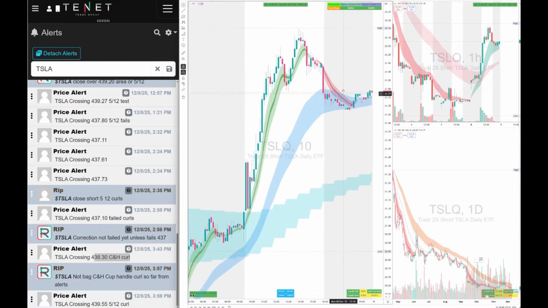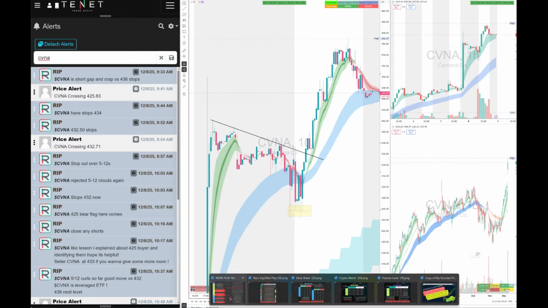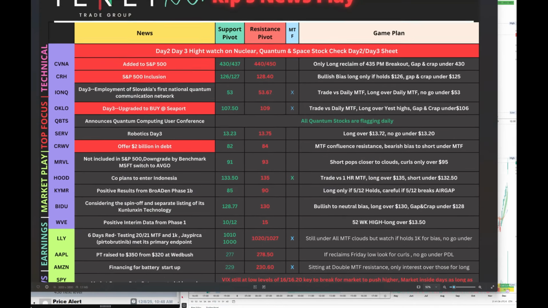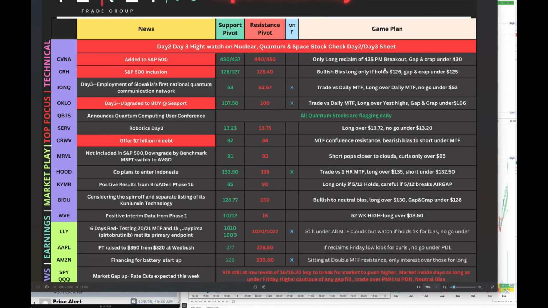Beautiful trade in Tesla. So next one you look at is CVNA. CVNA was another beautiful top play in the community. The plan was to long if it reclaims 435 or the pre-market breakout, gap and crap under 430.